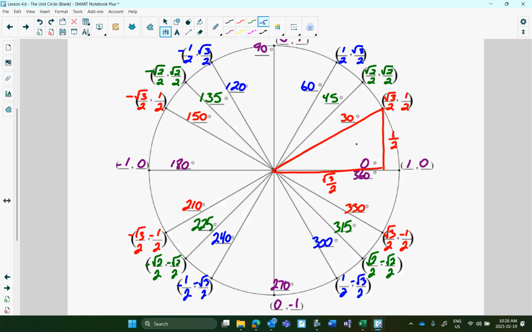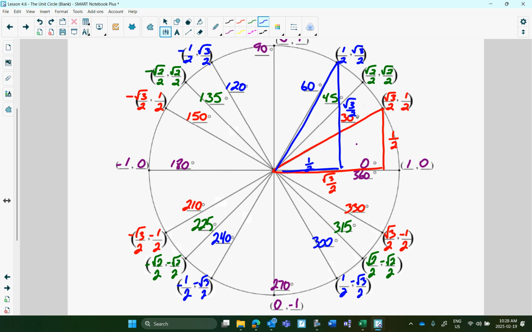But for 60 degrees, we go short, long. So this would be 1/2 here. This would be √3/2 here. That's sort of another way you can remember it. That's how I do it, short, long, long, short.